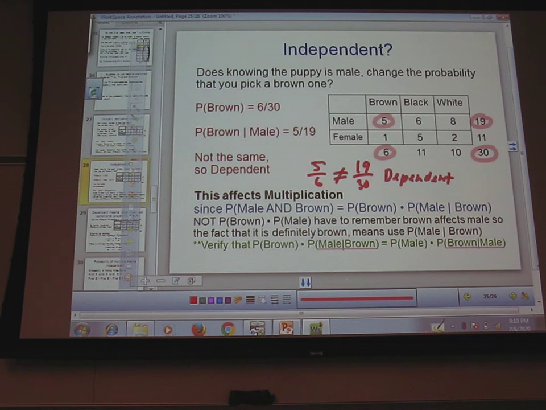Now, as someone pointed out, you could look at it the sideways way and say, is 5 out of 19 the same as 6 out of 30? And that also works.